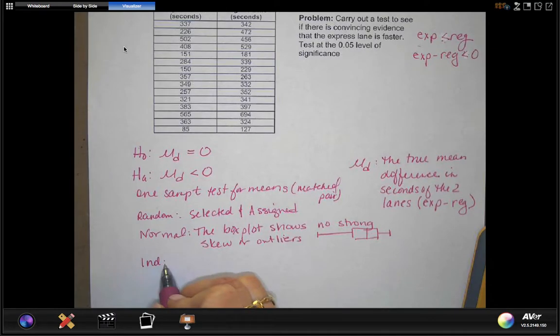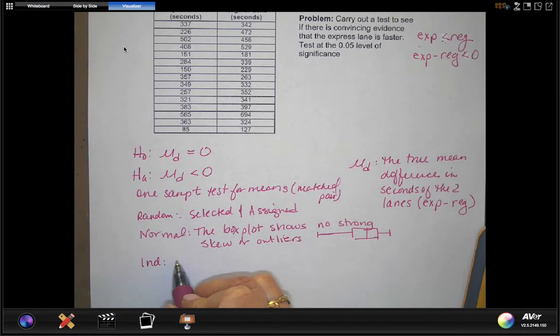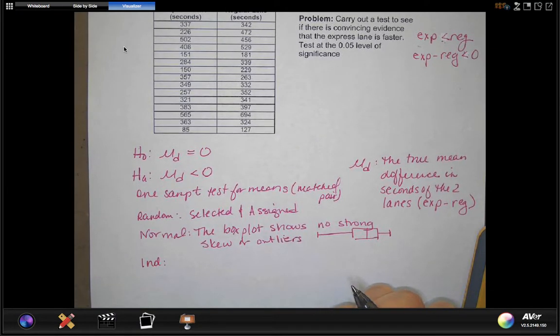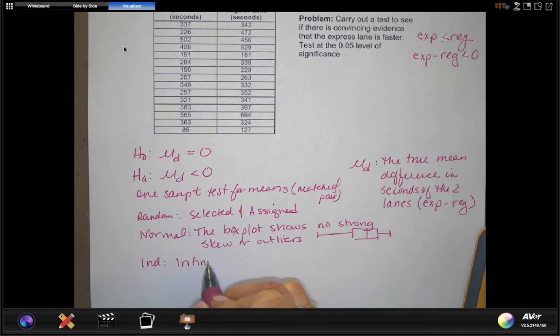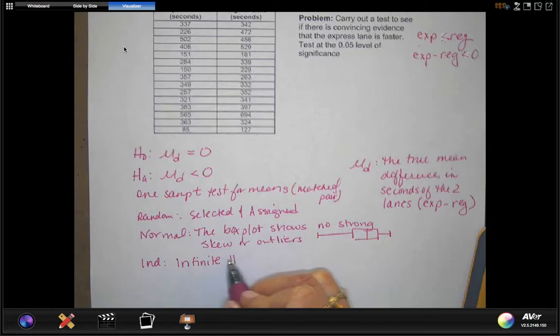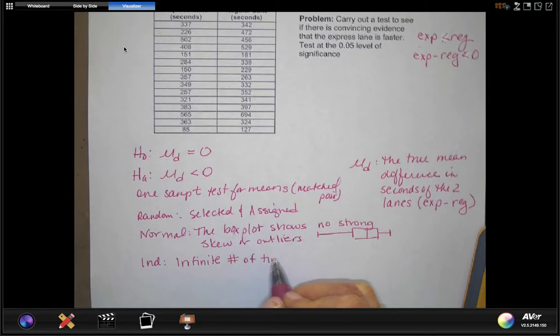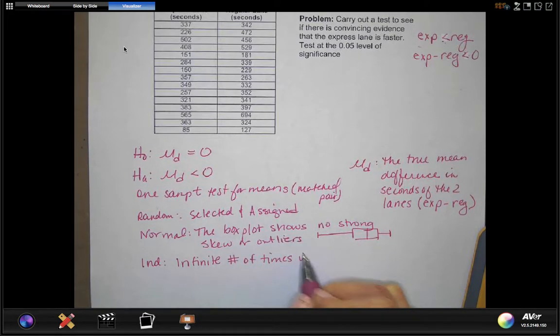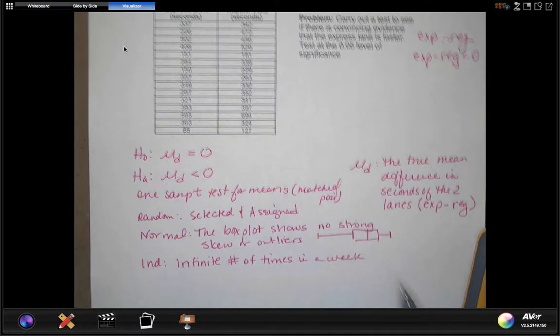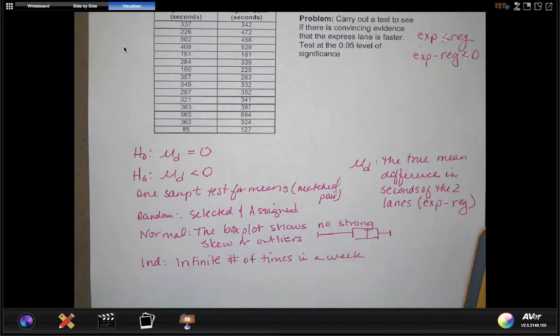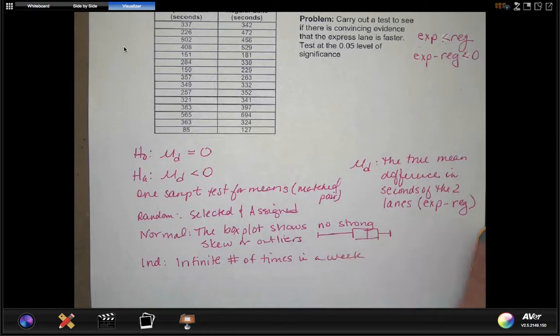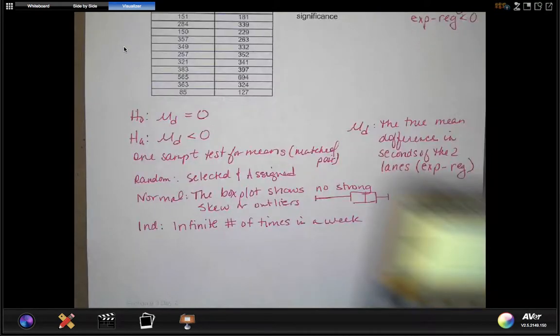Independence. So I could say assume 150 times in a week, but I know there's an infinite number of times in a week. I mean, even if you, like, where would you stop? So if you're looking at the hours, well, then you have the minutes, and then you have the seconds. Like, there's just going to be many, many times in a week. Okay, if you want to say 150 times in a week, that's fine.